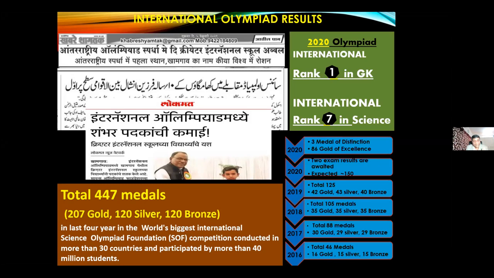Our rank is also improving. Few days back, we got a result that our student in the General Knowledge Olympiad exam has got an international rank 1. That was an amazing result. It was a very good moment for the school and for the student, that our student from a local place, from a town like Khamgaon, could reach the top of the world. You could top the exam in which more than 30 countries' students, more than 40 million students, are appearing. It was really a great achievement.